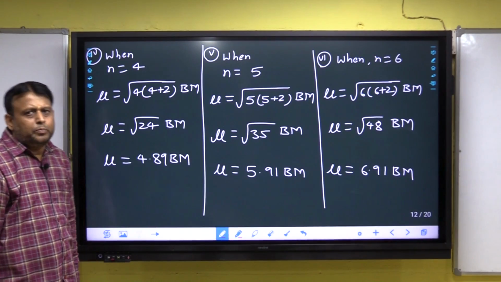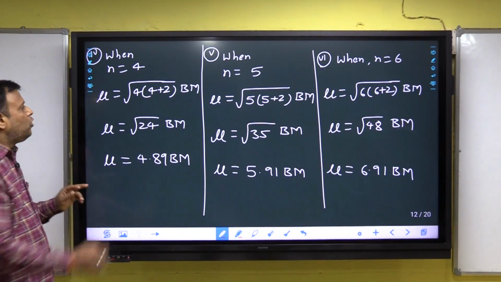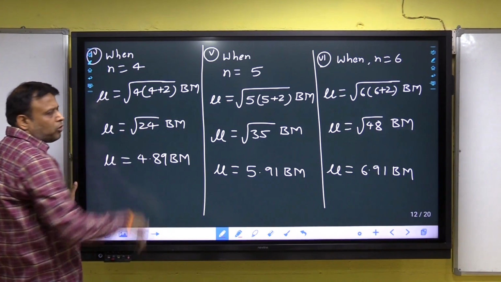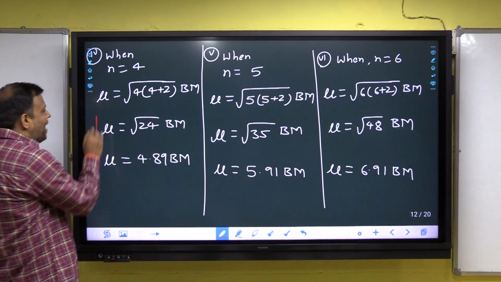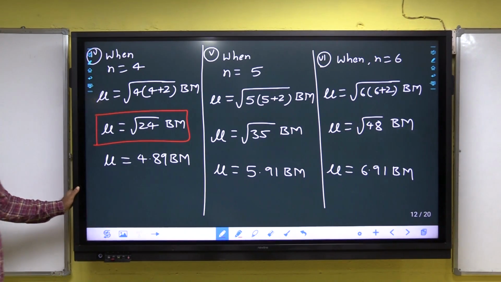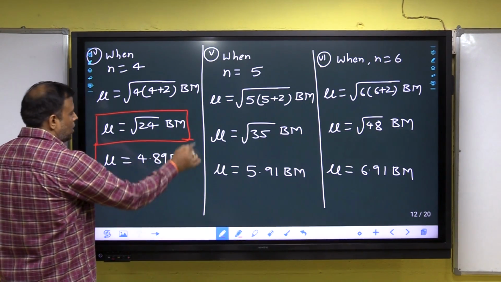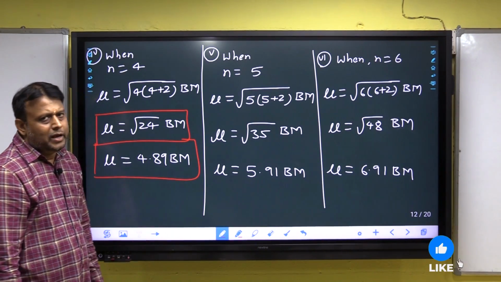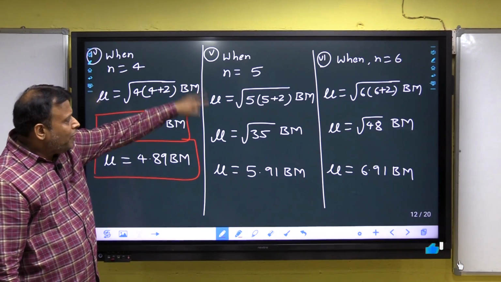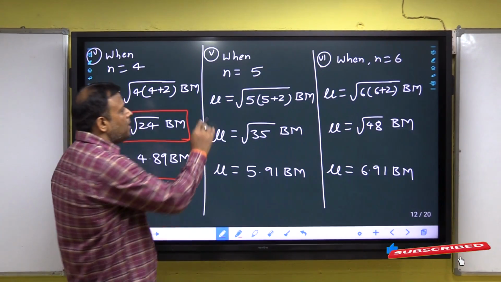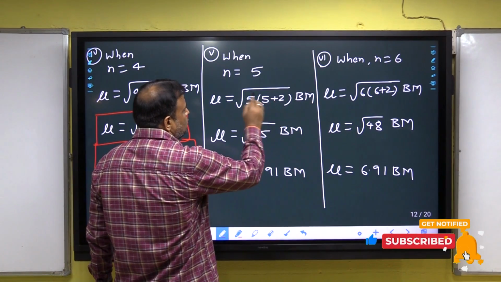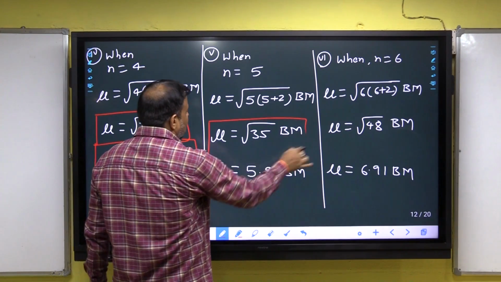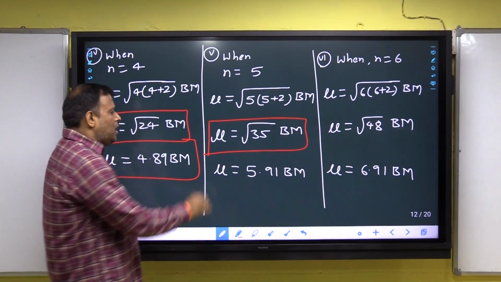When unpaired is equal to 4, magnetic moment is root under n into n plus 2, 4 into 4 plus 2, 4 into 6, 24, so magnetic moment is root 24, and the value of root 24 is 4.89 BM. Clear? And when n is equal to 5, magnetic moment is root under 5 into 5 plus 2 BM, 5 into 7, 35, mu is equal to root under 35 BM, and the value of root 35 is 5.91 BM.